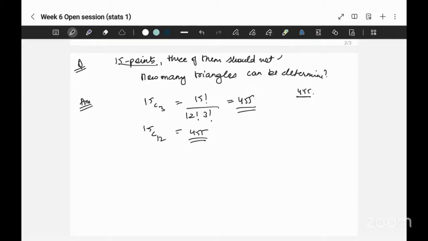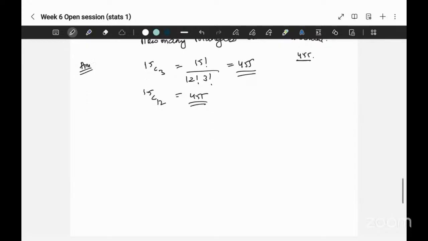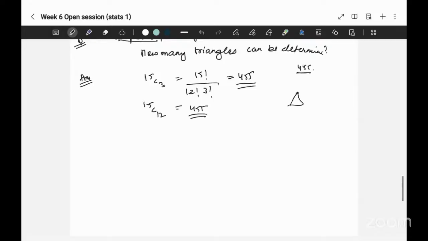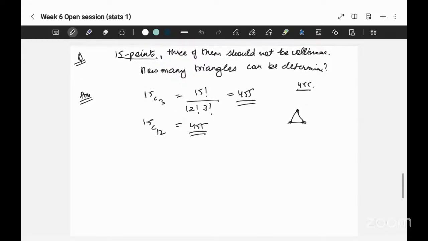So, ma'am, that was not specified before. It was written that out of 15 points, this and this, like that. See, if I have to make a triangle, I have to select 3 from the 15 points. I have to select only 3 points, correct? These 3 points can be anything. I just have to make sure that these 3 points are not collinear.